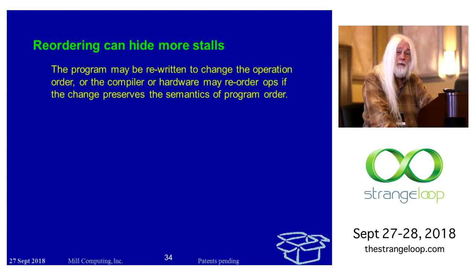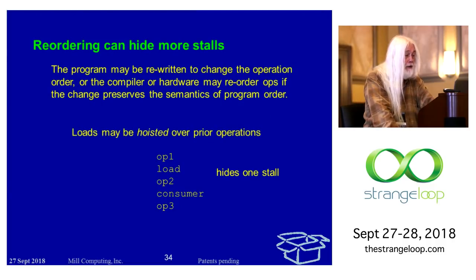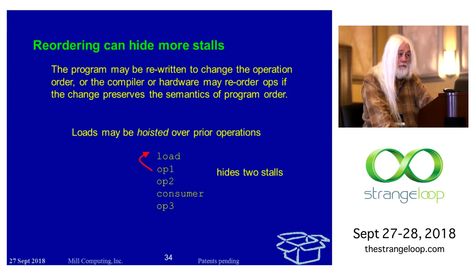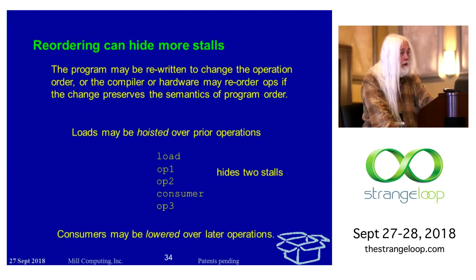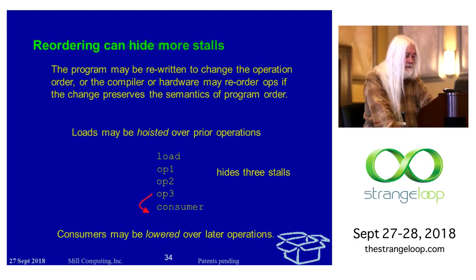Now, if we reorder our code, and you talk the compiler into doing it, or your hand assembler, you can rewrite things so that you can separate the load's issue from the load's retire by more. So for example, if this is our code, that hides 1 stall because there's 1 operation in between the load and the consumer. But I can hoist the load over prior operations like that, and now I'm hiding 2 stalls. Similarly, I can lower the consumer over something else down to there. Now I hide 3 stalls, and my access to cache was free. Top-level cache. Again, if we're going to DRAM, everybody's going to be slow, Mill too.